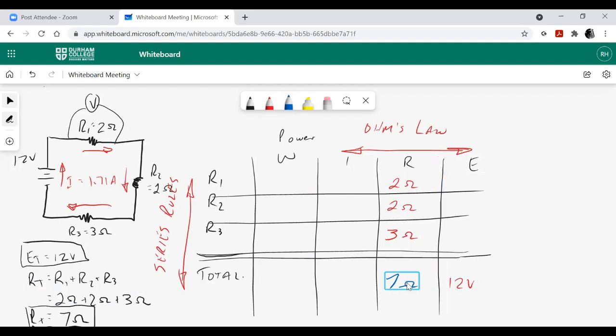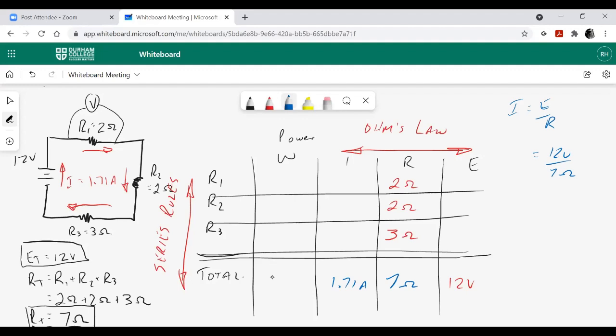Now that I have two values horizontally, I can move through my total values using Ohm's law. So if I solve for current, I equals E over R, using our triangle. Now I can solve for my total I, which we did. I erased it. Okay, I equals E over R, which was 12 volts divided by 7 ohms, gave me 1.71 amps.